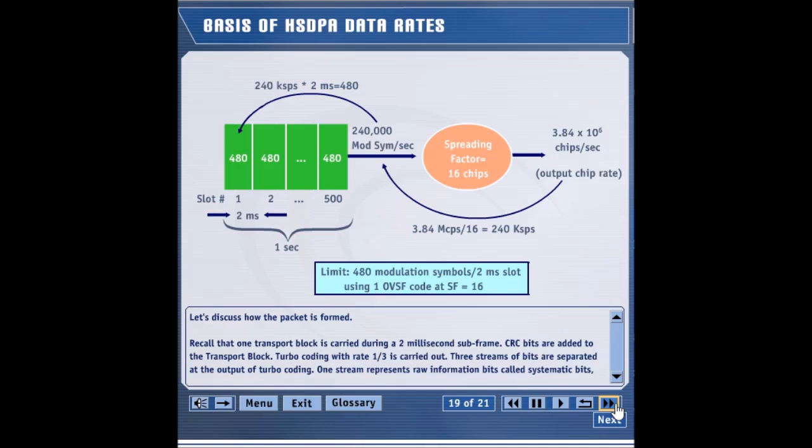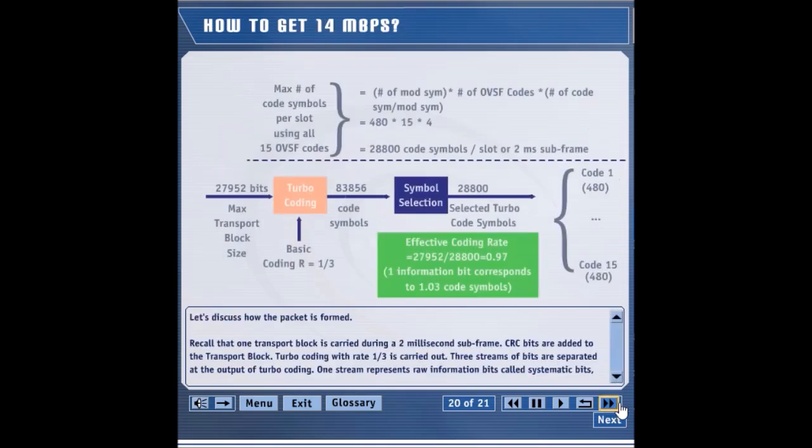Recall that the data transmission on the HSDSCH occurs in 2 millisecond subframes. Hence, the number of modulation symbols that can be transmitted in one subframe is 240 kilosymbols per second multiplied by 2 milliseconds, which is 480 modulation symbols. Now the million-dollar question is, how to get a data rate of 14 megabits per second?